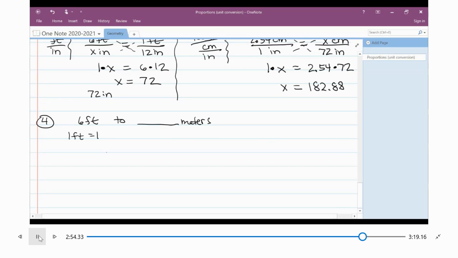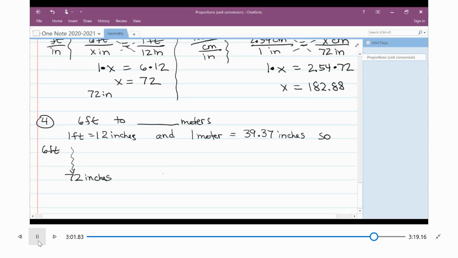Now we're going to go meters. Again, there's no direct connection feet to meters in our reference sheet. I looked. There is inches to meters. There is a direct connection. 1 meter is 39.37 inches. So they give us that. We don't have to memorize that. This time I just skipped right ahead and said, you know what? We know that 6 feet is 72 inches. So let's pretend we did all that work.